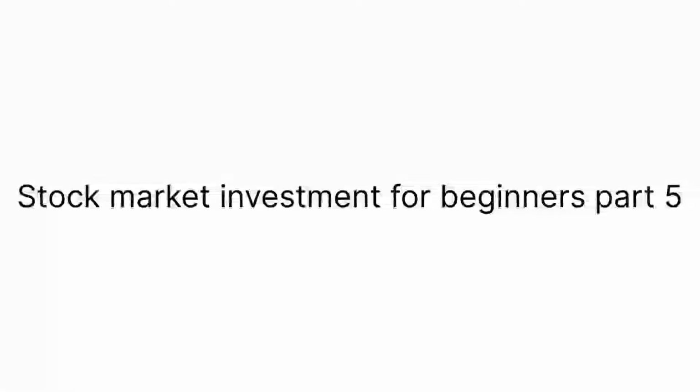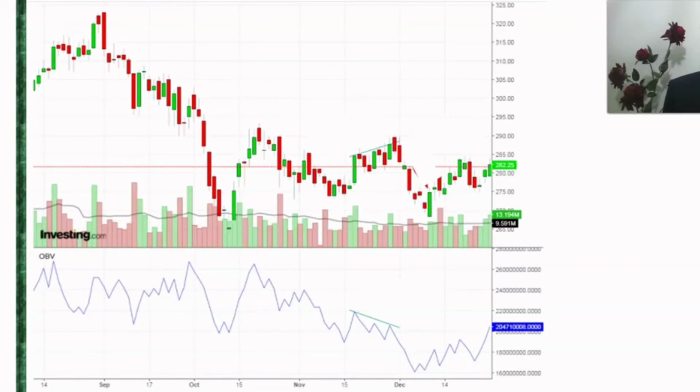Stock Market Investment for Beginners Part 5. So we take on our first technical indicator, that is the on balance volume. And we know where to look for these indicators. We go to investing.com or whichever website you may prefer. What you see on top over here is the normal candlestick chart. These bars are displaying the volume, and what you see below here, this line graph, is the on balance volume graph.